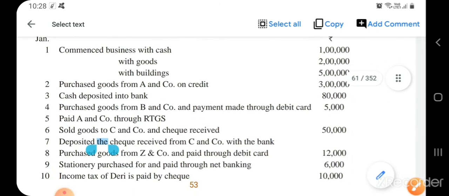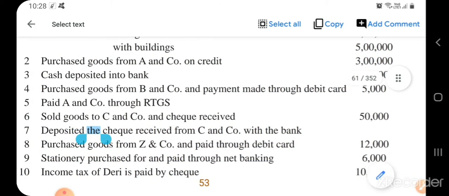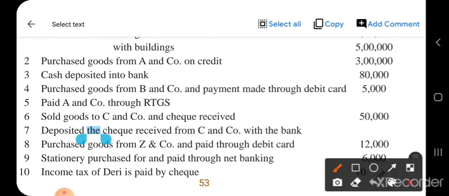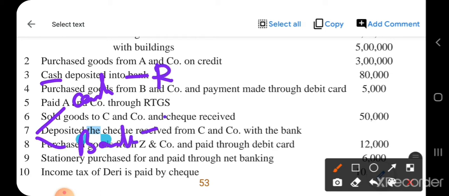The next transaction, cash deposited into bank. So what are the two accounts involved here? Cash and bank. Cash is a real account and bank is a personal account, a representative personal account. What is the rule for a real account? Debit what comes in, credit what goes out. Cash deposited into the bank means cash is going out of the business. Okay, so credit what goes out.